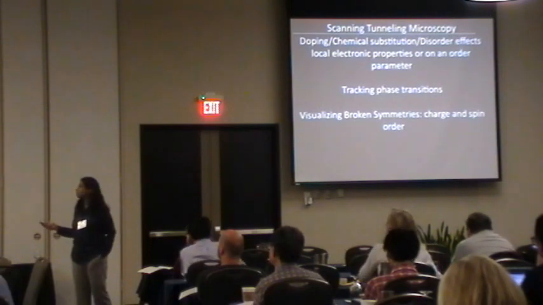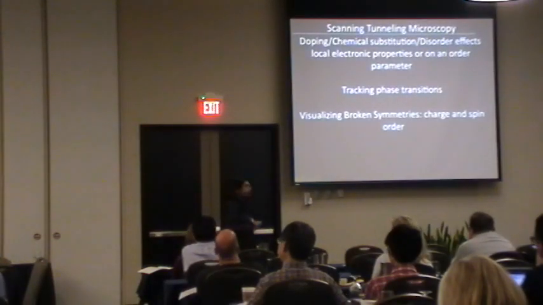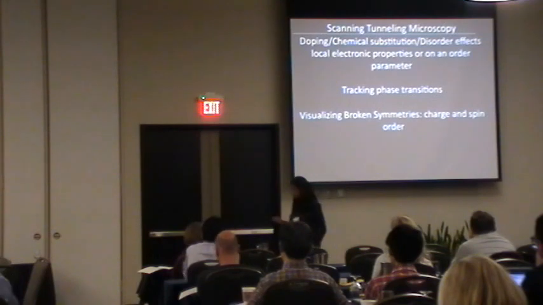You can track phase transitions. You can visualize broken symmetries. If you have a charge density wave, spin density wave, even magnetic order, you can see this with STM.